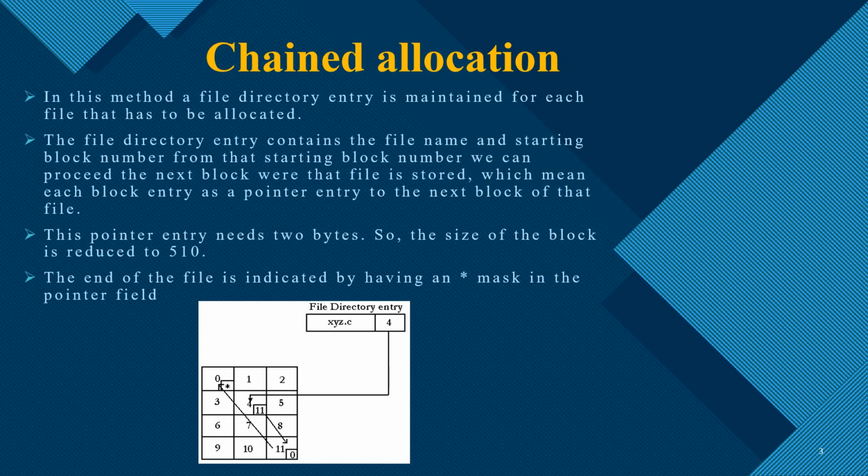From block number 4, we point to the next block, which is 11. Looking at block 11, it points to the next block address, which is 0. After that, block 0 has an asterisk as its next pointer, which indicates the end of the file. The 0th block does not refer to any further block. So we have reached the end of the file.